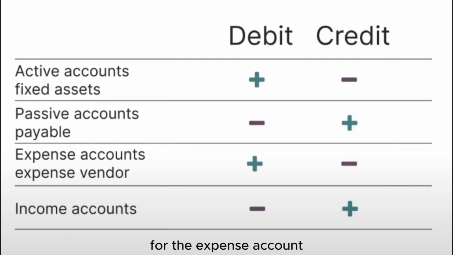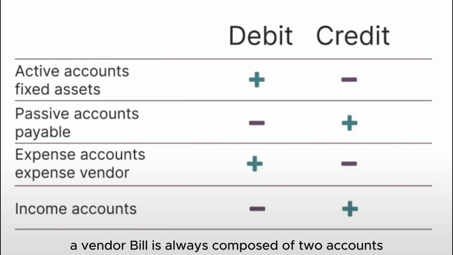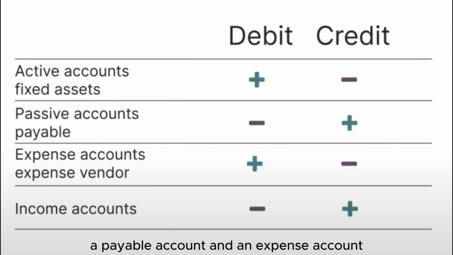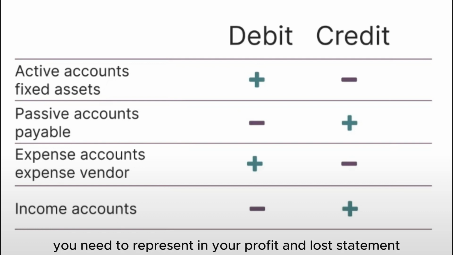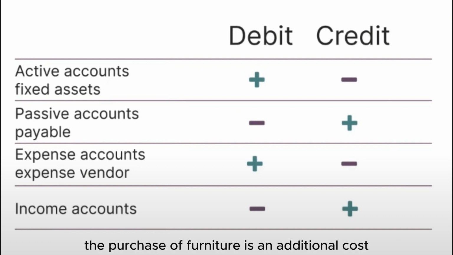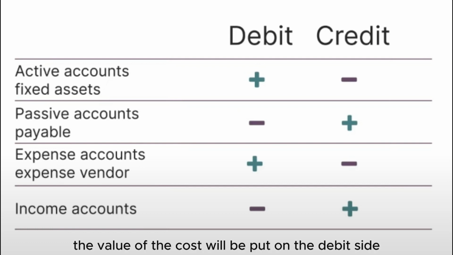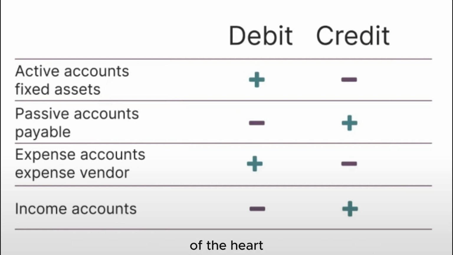For the expense account, we're going to stick to the same example with the vendor bill. A vendor bill is always composed of two accounts, a payable account and an expense account. A vendor bill represents a debt to your vendor, but it's also where you record the cost that you need to represent in your profit and loss statement. In our example, the purchase of furniture is an additional cost that we want to show in our P&L. In order to do that, the value of the cost will be put on the debit side of the account.